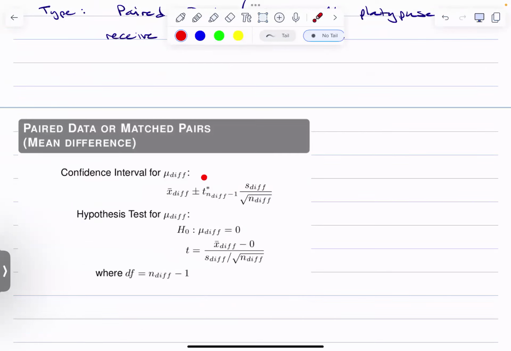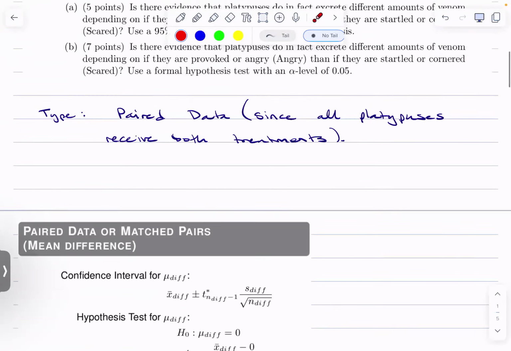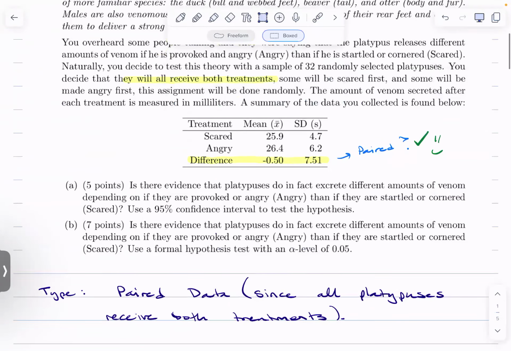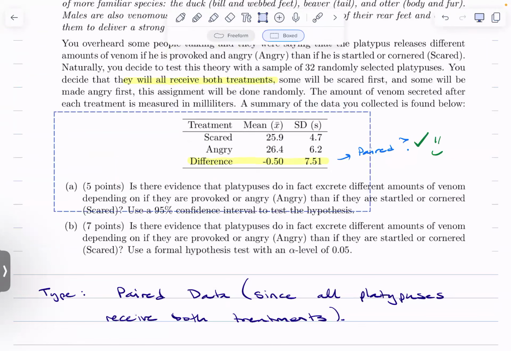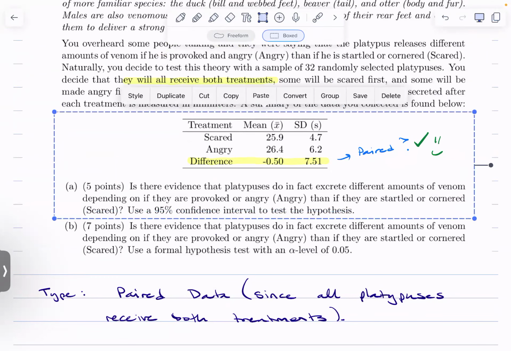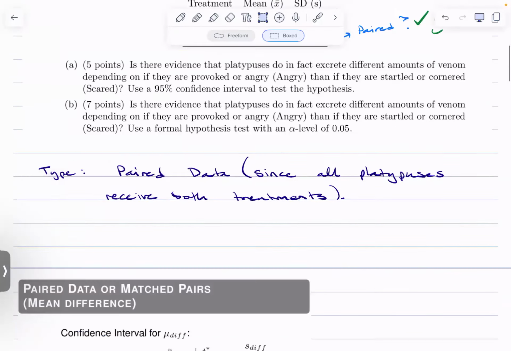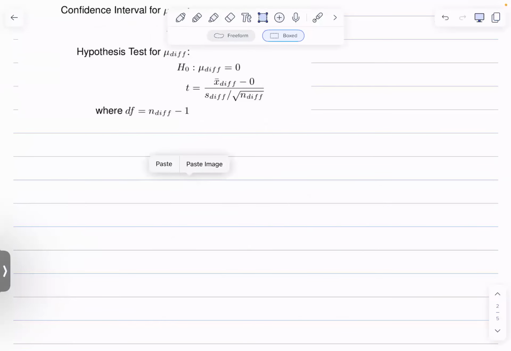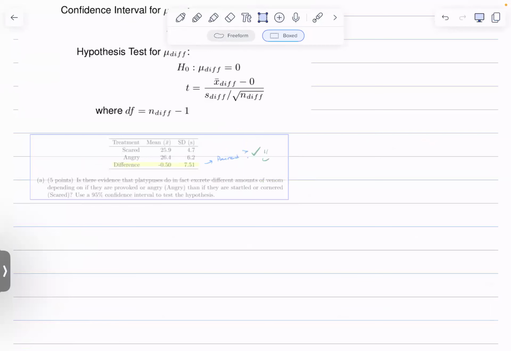We can build a confidence interval. We can do a hypothesis test, right? It's got all the things that we might need. So let me just grab this maybe. And I'll bring it down here.